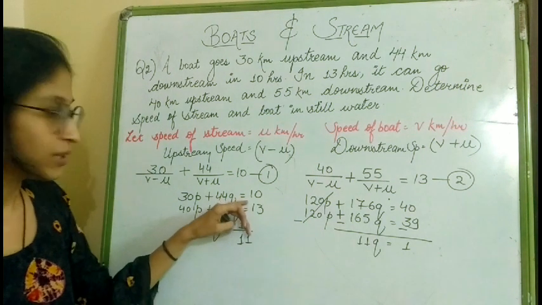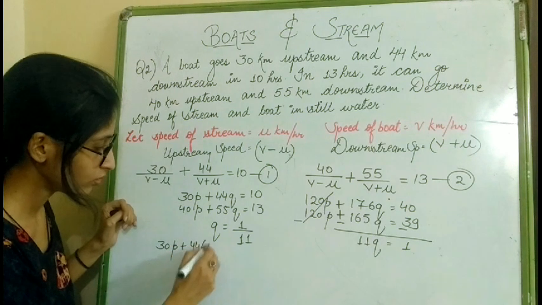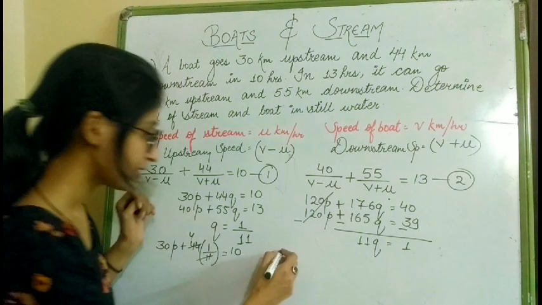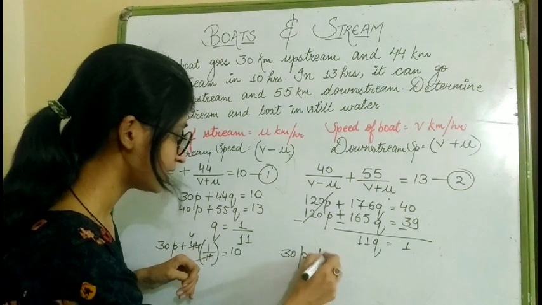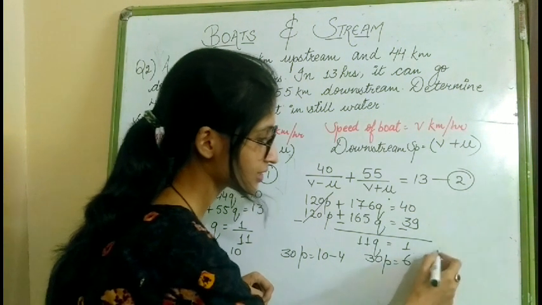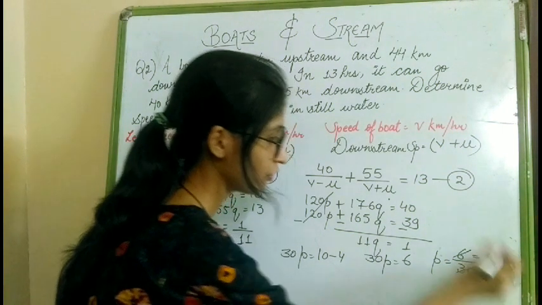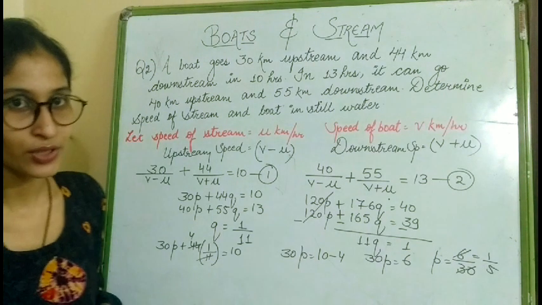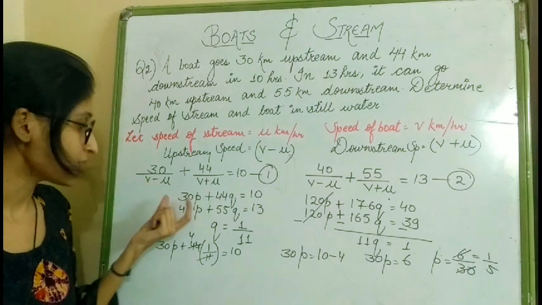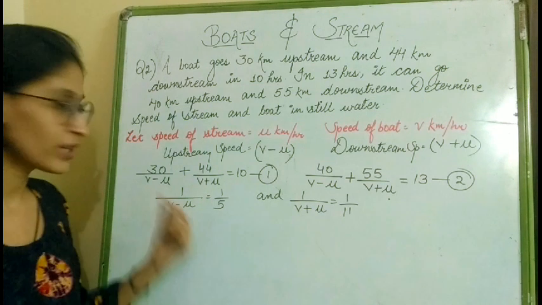Putting this value of q in equation 1, I am going to get 30p plus 44 multiplied by 1 by 11 equals 10. Okay, 30p equals 10 minus 4. 30p equals 6. p here will be 6 upon 30, that is 1 upon 5. Now again we have to substitute the value of p and q here. I have supposed 1 upon v minus u as p and 1 upon v plus u as q. 1 upon v minus u equals 1 upon 5.